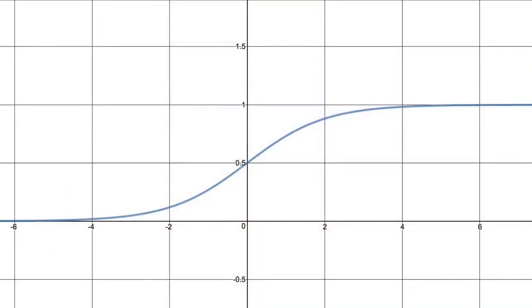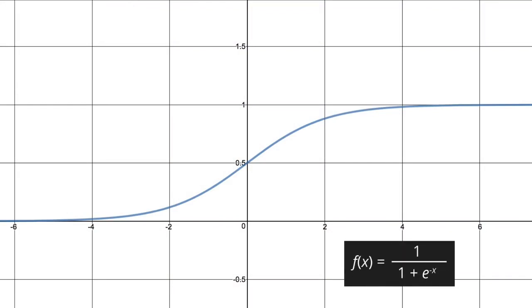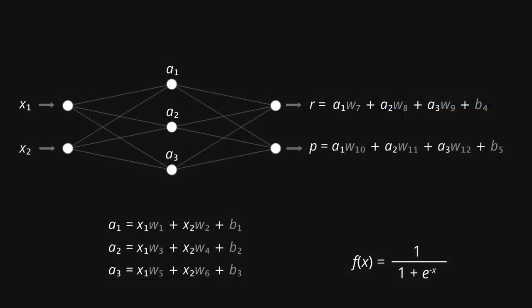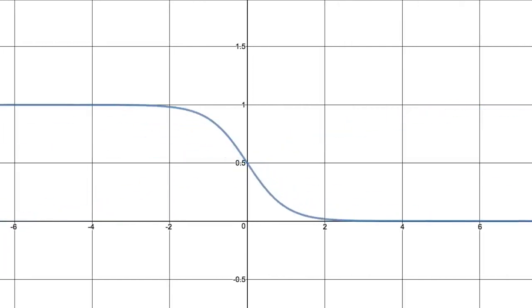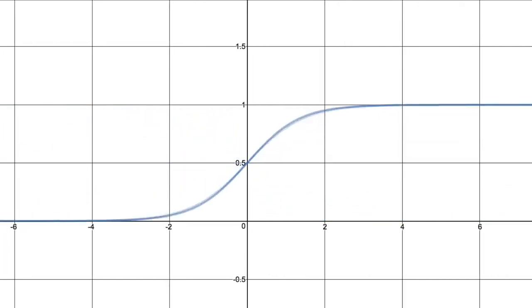One solution is to use some sort of sigmoid function. The one you see on screen is f of x equals 1 over 1 plus e to the negative x. For this function, small inputs result in an output of 0, while large inputs result in an output of 1. We'll incorporate this into the design of our network by passing the values of each neuron in the hidden and output layers through the sigmoid function. By the way, this is often referred to as the neuron's activation function. So now, changing the weights for a single neuron changes the slope of the activation function, while changing the bias shifts the function from side to side.